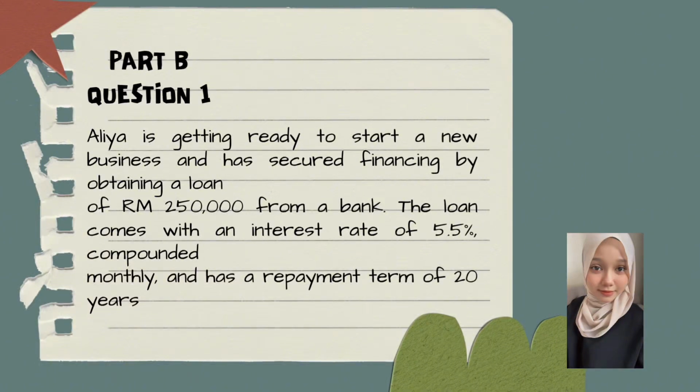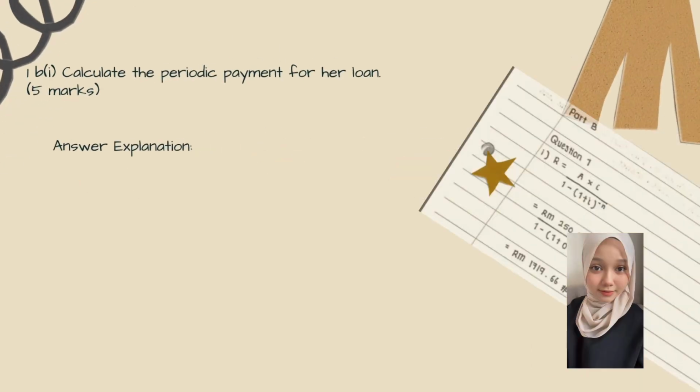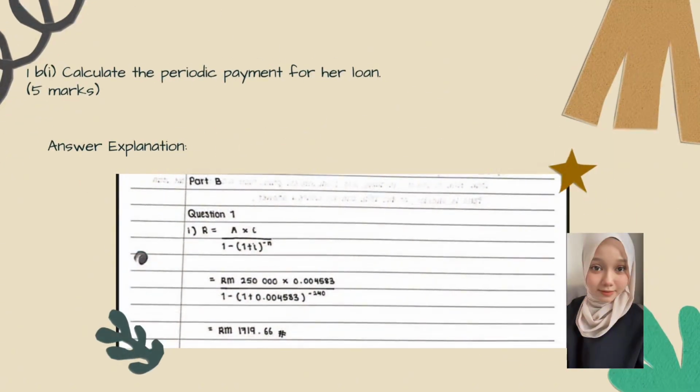To calculate the monthly repayment, we use the loan payment formula, R equals A multiplied by I divided by 1 minus bracket 1 plus I bracket negative N. The question is to calculate the periodic payment for her loan, where A is 250,000 ringgit, I is 0.004583, negative N is 240, simultaneously 20 years. So the monthly repayment amount is 1,790 ringgit and 66 cents.